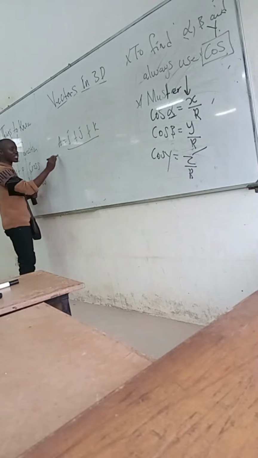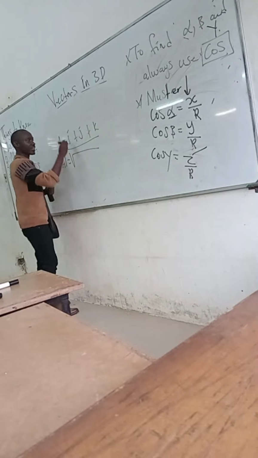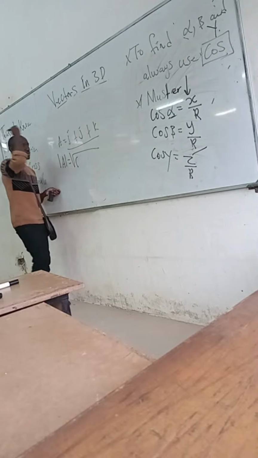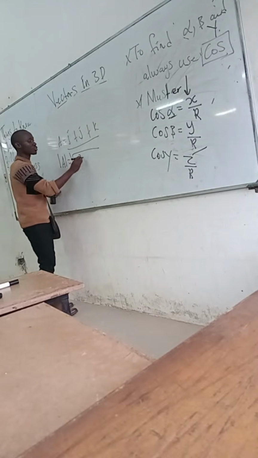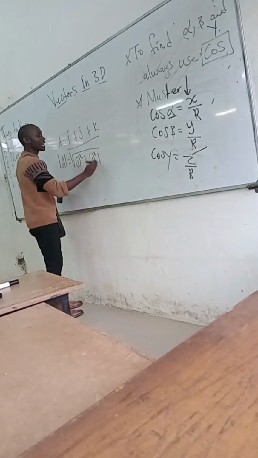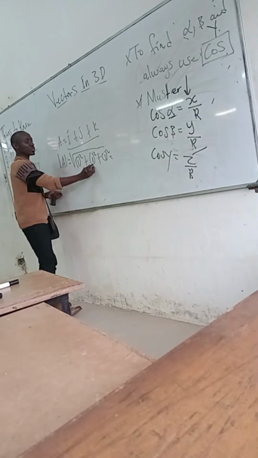So how do you find the magnitude? The magnitude of A equals the square root of what? The coefficient of i squared, what is the coefficient of i? 1 squared, plus the coefficient of j squared, plus the coefficient of k, which is 1. So 1 squared plus 1 squared plus 1 squared.